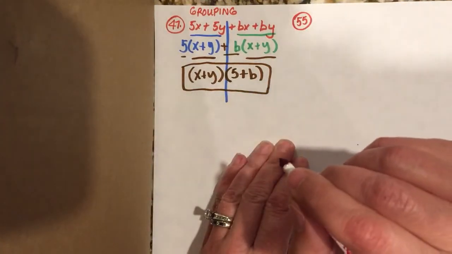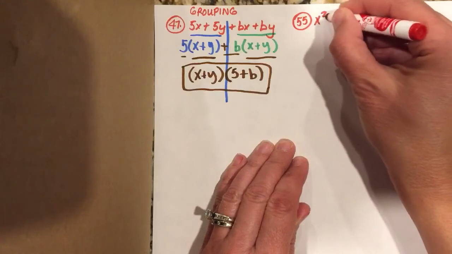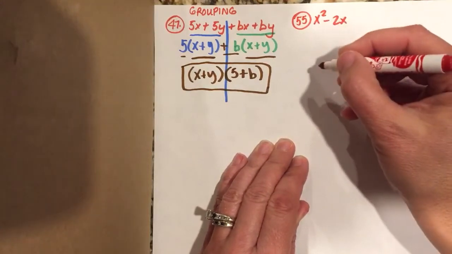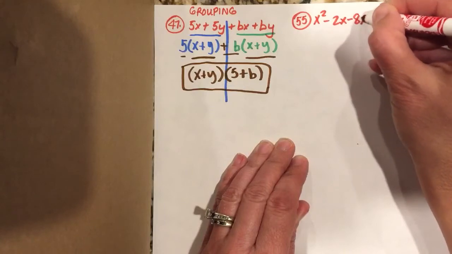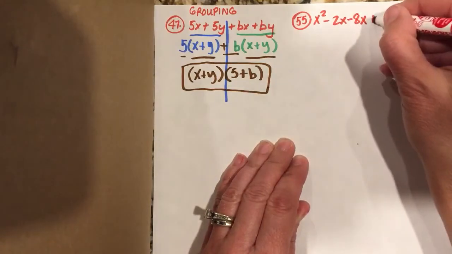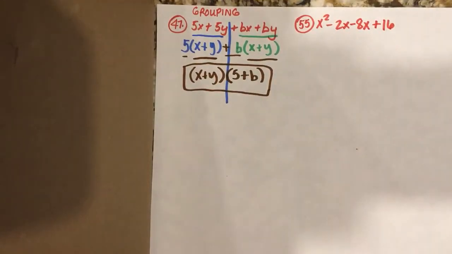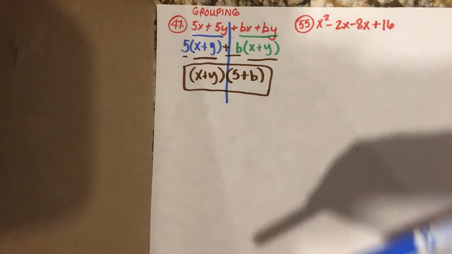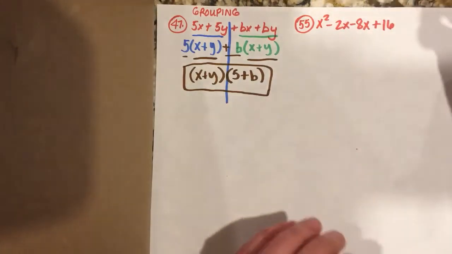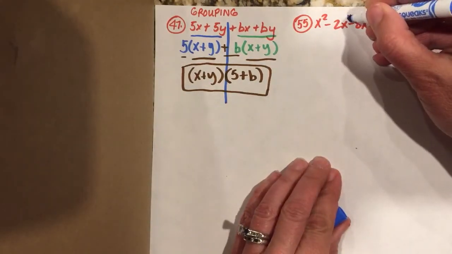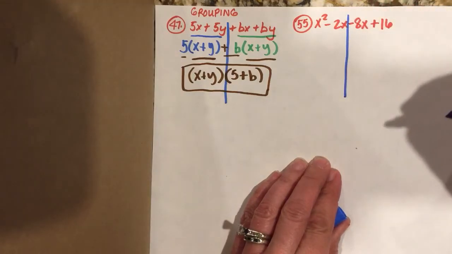If you look on your assignment, number 55 is x squared minus 2x minus 8x plus 16. One thing I do need to note about grouping is that sometimes the terms are not necessarily in the format they're supposed to be in. Sometimes the groups don't match, and you have to rearrange those terms to get the groups that you want. But for our purposes, we're just going to keep them the way they are for these examples. These are already set up to where you don't run into that.